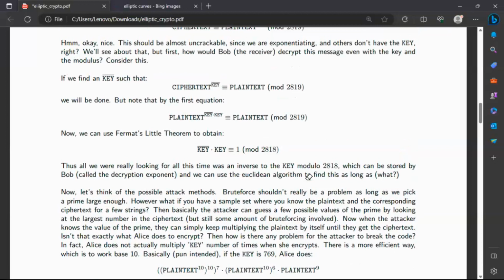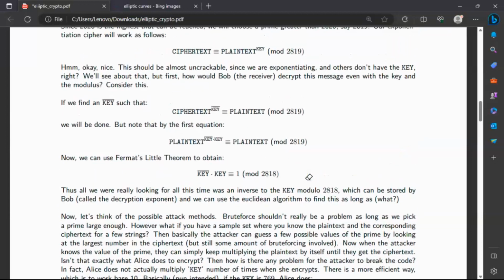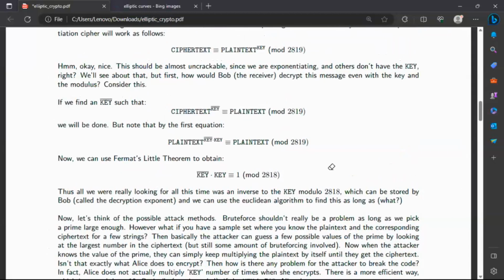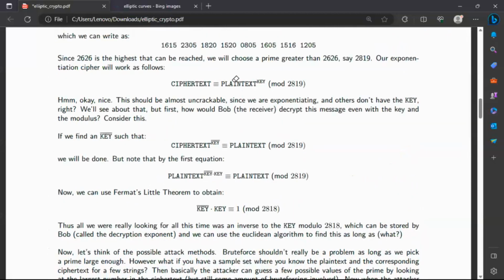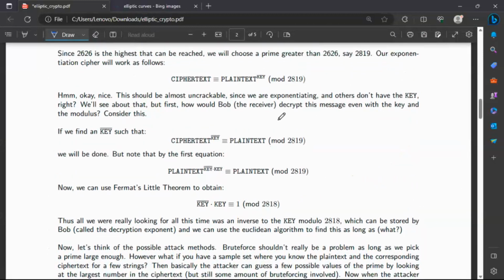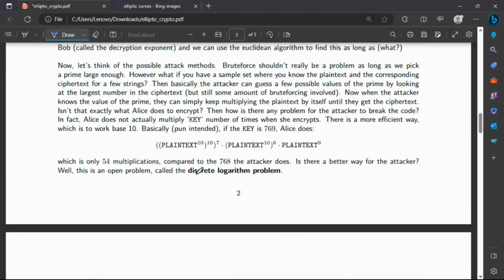Now it is only natural to ask: is there a better way for the attacker than multiplying and multiplying the plaintext? This is an open problem, called the discrete logarithm problem. Why? Because we're basically taking the logarithm of the plaintext modulo 2819. But we're not taking any straightforward logarithm here. We're working modulo 2819, which messes things up for the attacker, which is nice for us.